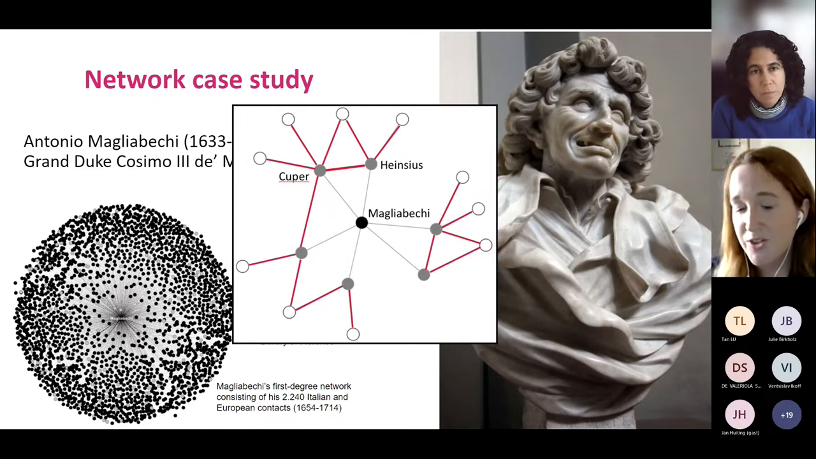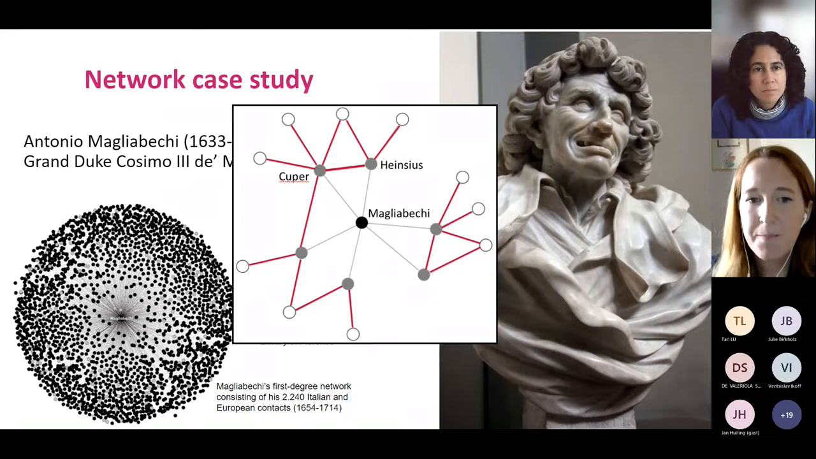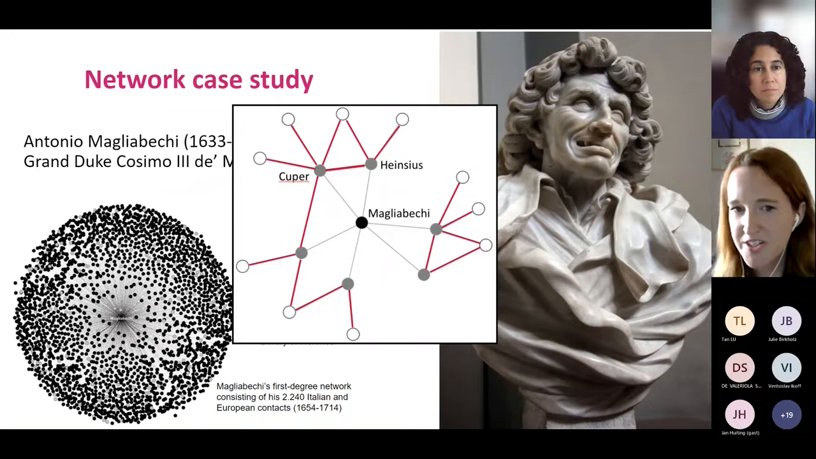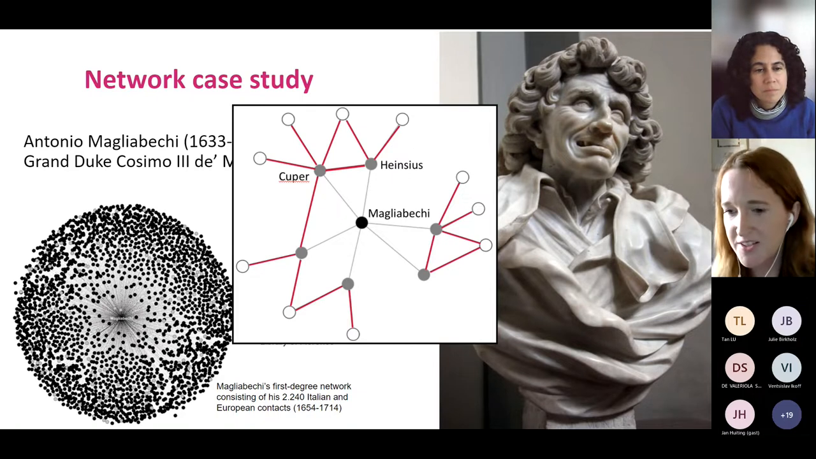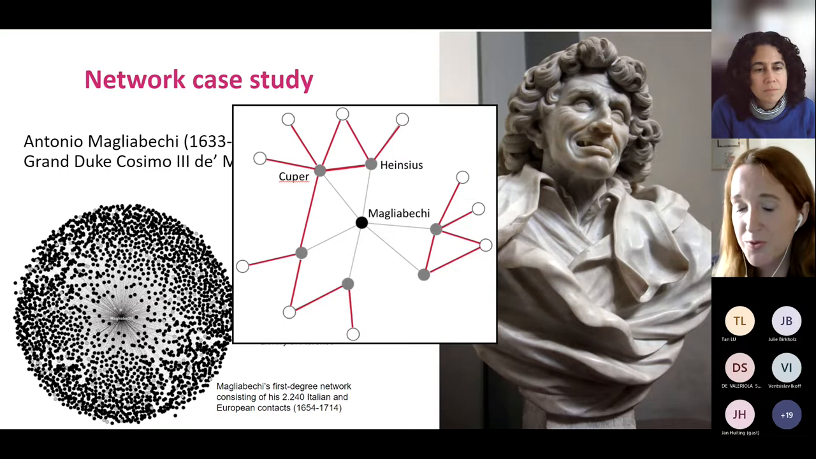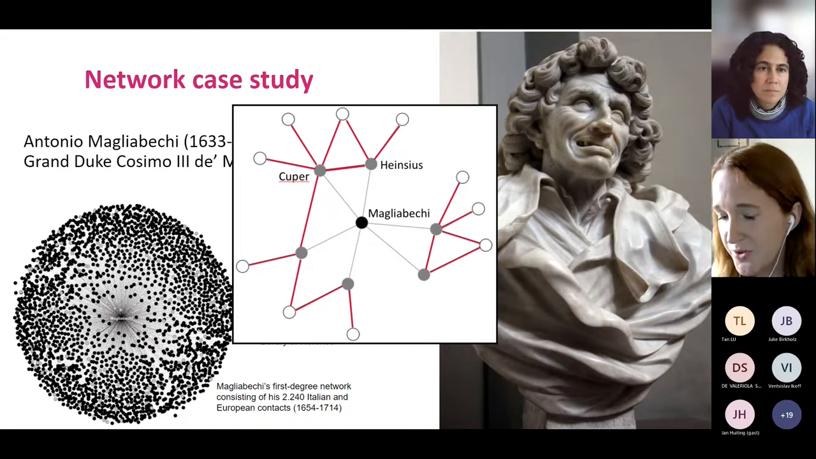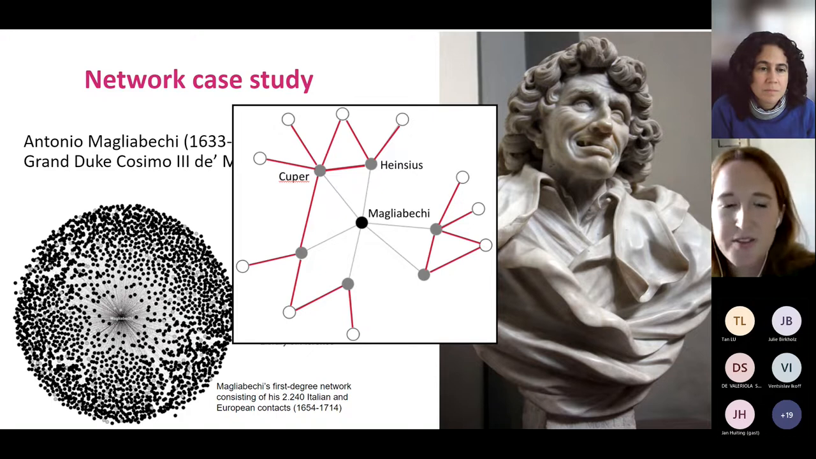Like his first degree network, we don't really need network analysis to analyze that. We need more context about his context. So we need to provide the authors in his network. For instance, I knew from his first degree network that Magliabechi corresponded with Cooper and Heinsius. But to understand more about the role of Magliabechi, for instance, in the Dutch Republic, I needed information on whether Cooper and Heinsius were in contact with each other. I needed to know more about their correspondence.